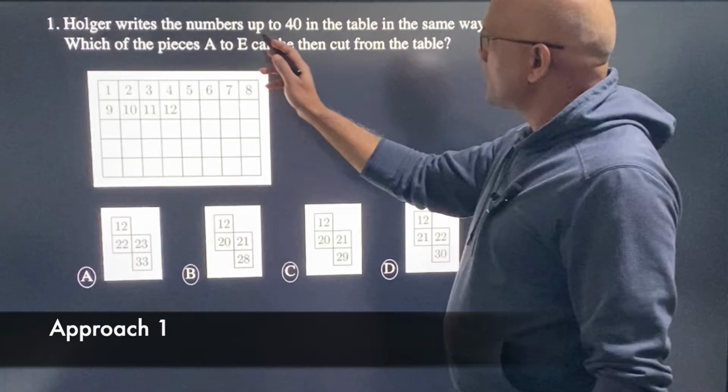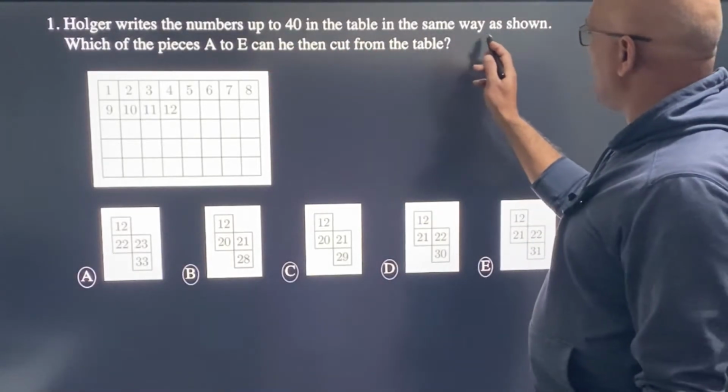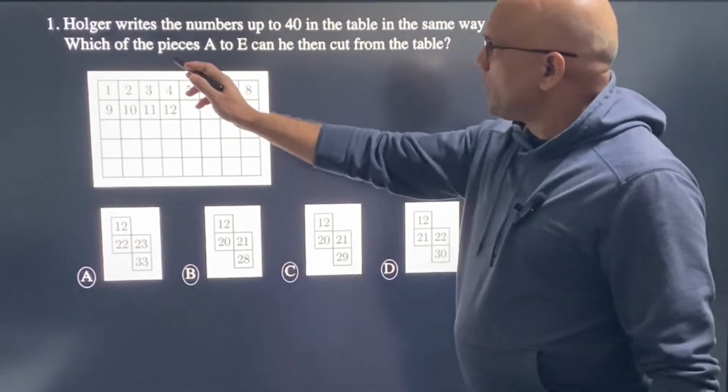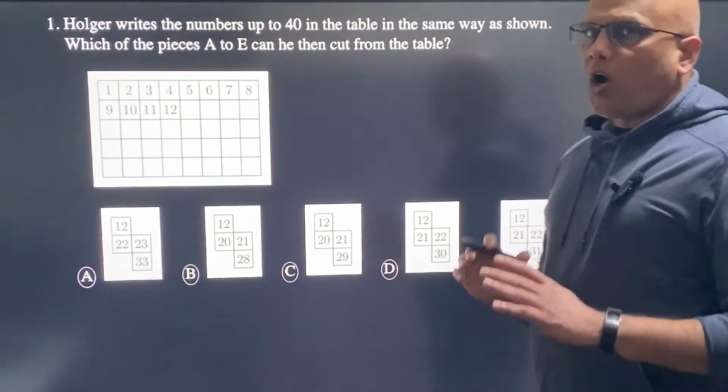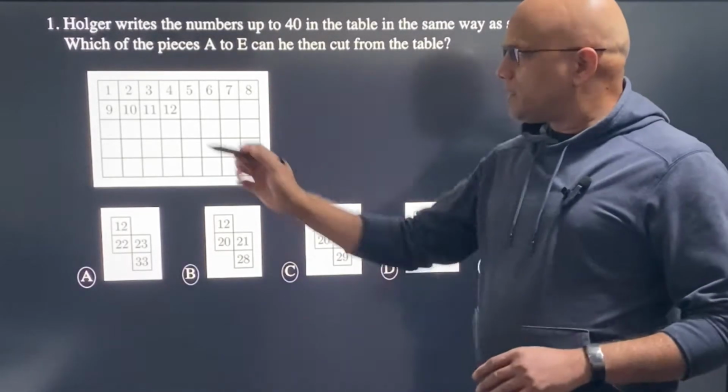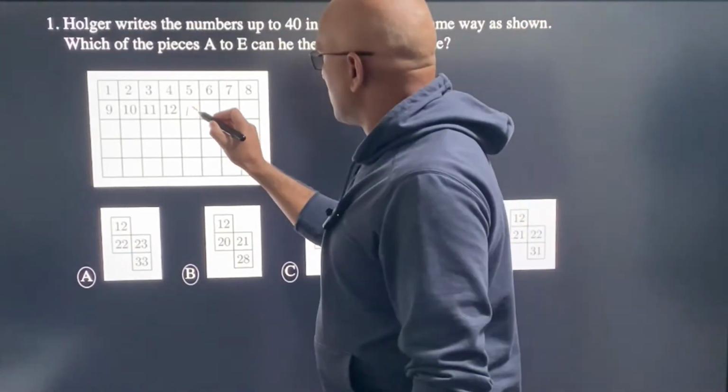Holger writes the numbers up to 40 in the table in the same way as shown here. Which of the pieces A to E can he then cut from the table? Alright, so the straightforward way to do this is just write the numbers.